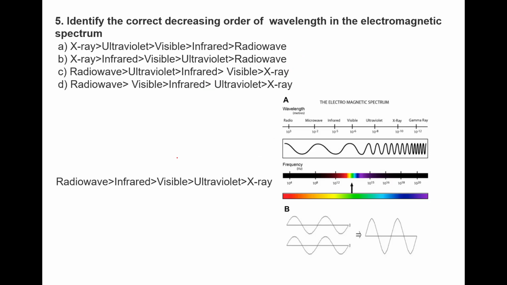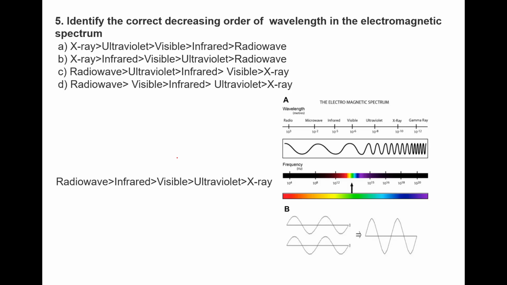Now, here identify the correct decreasing order of wavelengths in the electromagnetic spectrum. As we discussed, all the options given here are not correct, because a decreasing order of wavelength means you need to organize from the highest wavelength to the lowest wavelength. I was telling Shayani, because she has that doubt. When I saw this question, I also had that same doubt. So the options are not correct.